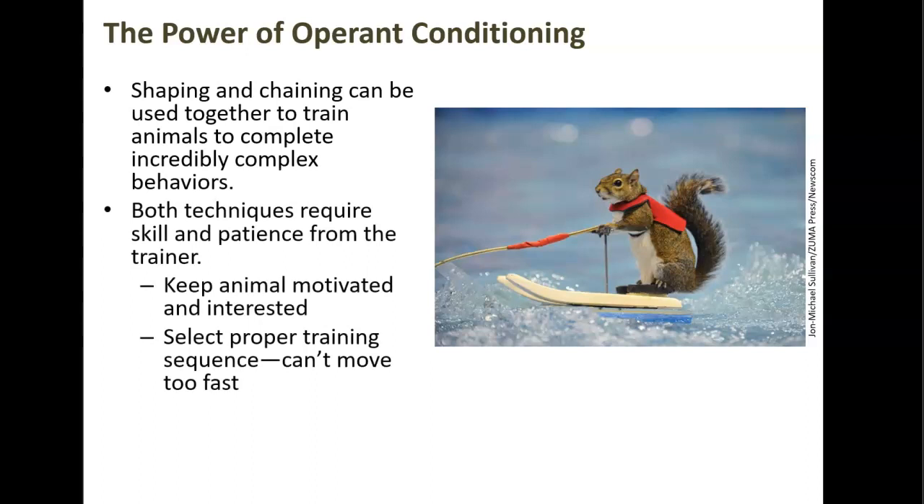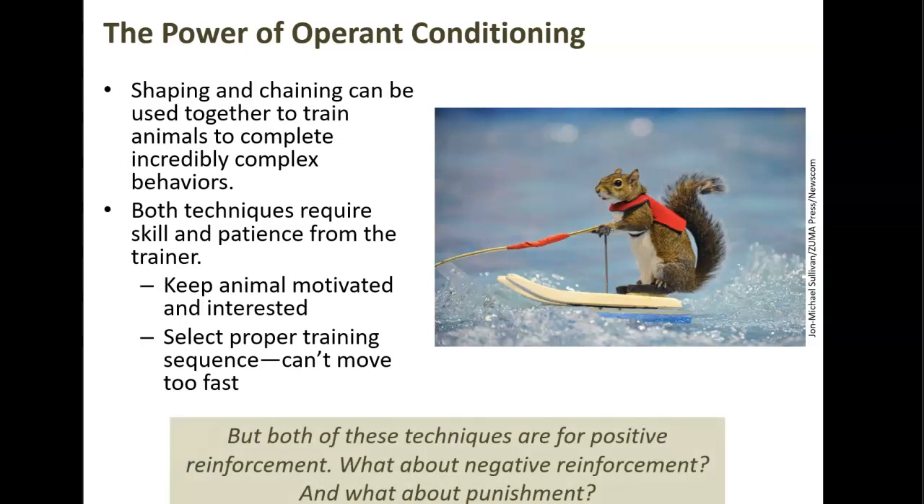So, okay, the key, you want to make sure you start small. You got to make sure that the animal is motivated, right? Hungry for the reward, or that you're using the correct reward. So what we're talking about here, in shaping and chaining, well, it's got to be positive reinforcement, right? So what about negative reinforcement? And what about punishment? How do those work, and when can we use them?